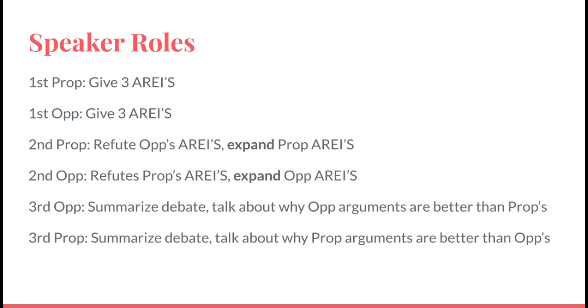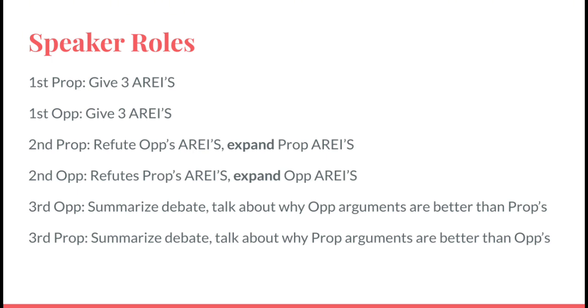By expand, this means bring up new evidence, new reasoning, new impact of your assertion. So for example, my assertion was dogs are better than cats because dogs are better for your mental health. The expansion could be dogs are also better for your physical health because they like to go out a lot. They require taking them out for walks a lot. So technically, you're going on a walk along with them. That's just an example of an expansion. It's just re-explaining your assertion and bringing up new examples.